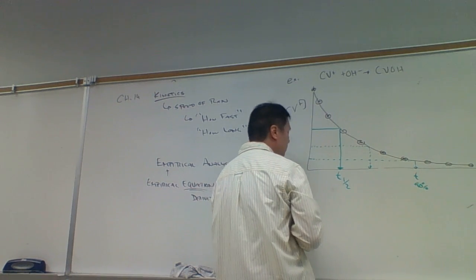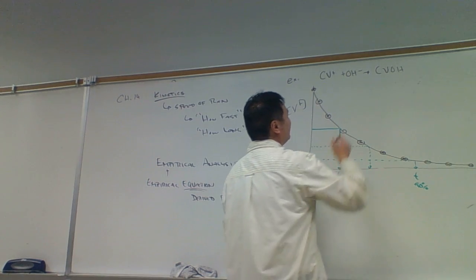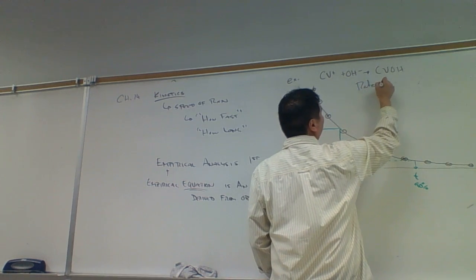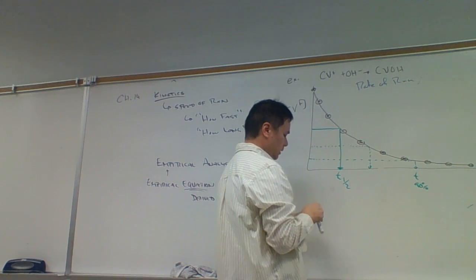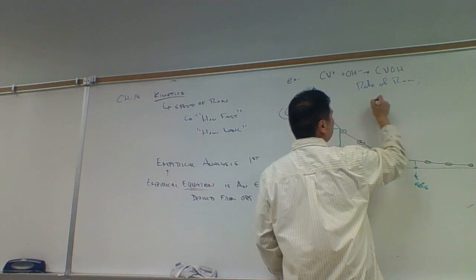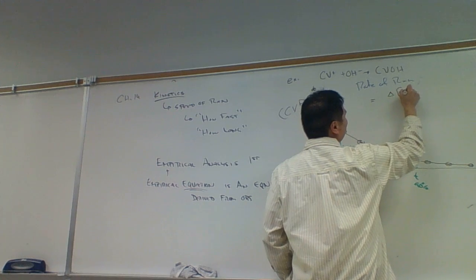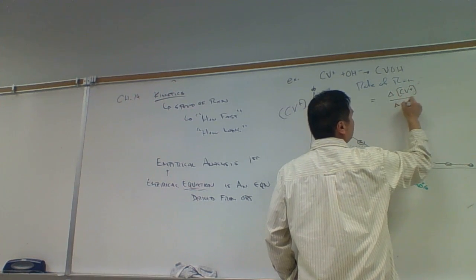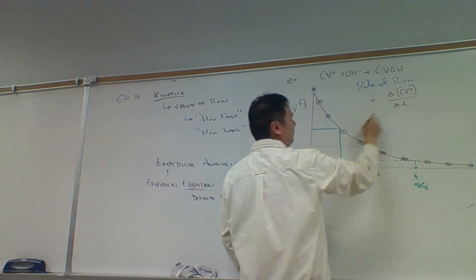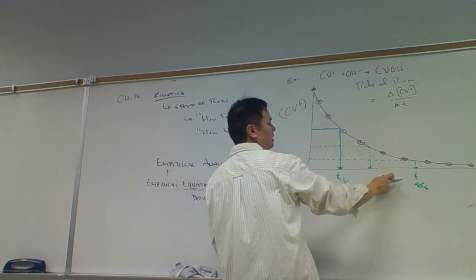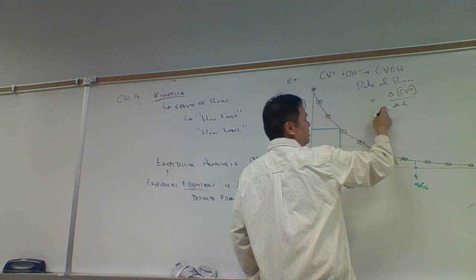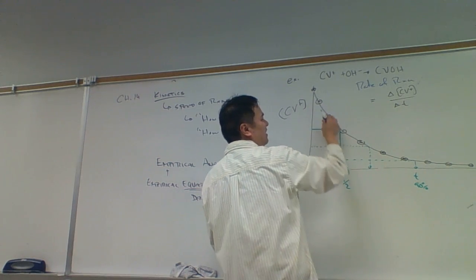One of the things we're going to look at is something called the rate of reaction. Now the rate of reaction is going to equal the change in the crystal violet concentration divided by the change in time. This is just delta y over delta x. Y is the crystal violet, x is the time. In other words, this is a slope. So the slope of this is negative.